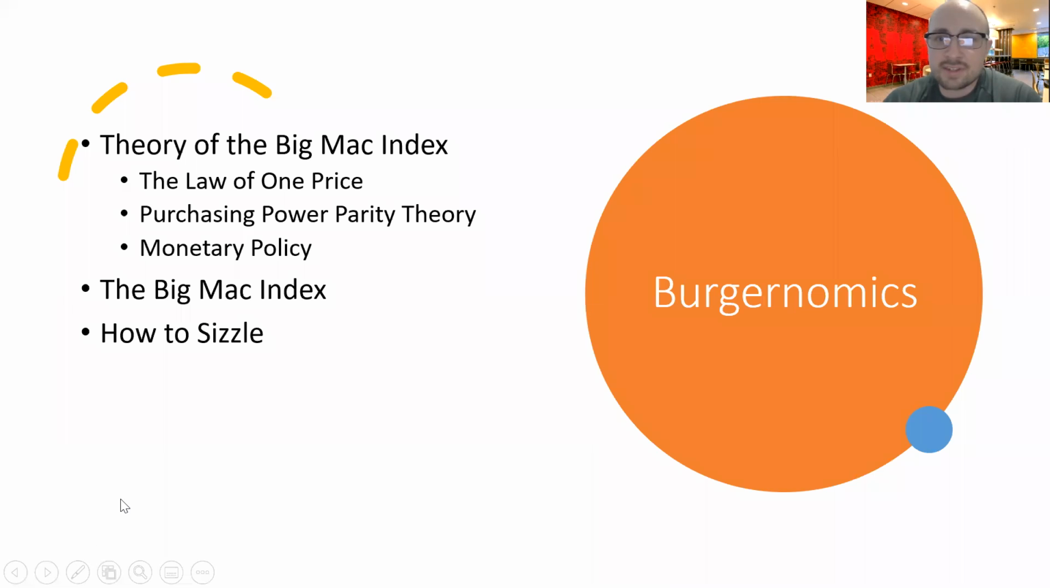So today I'm going to first discuss the theory of the Big Mac Index, which includes the law of one price, purchasing power parity theory, and monetary policy. Then I'm going to go into the Big Mac Index itself and some limitations it has. And then finally close it up with how to sizzle, which are the key takeaways from this presentation.